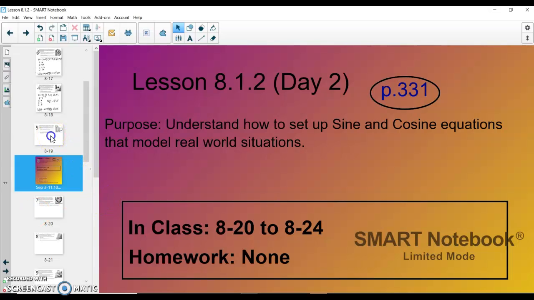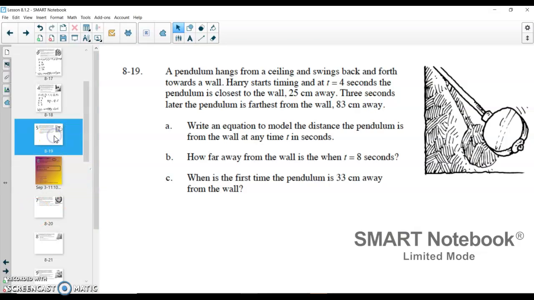And again, I'll show the problem. You can pause the video and read it to your group if you're working through it that way. Otherwise, just pause the video, read it, and I'm going to start with part A. Part A says to write an equation to model the distance the pendulum is from the wall at any time t in seconds. And this is going to be a sine or cosine function because of the way that this pendulum is moving.